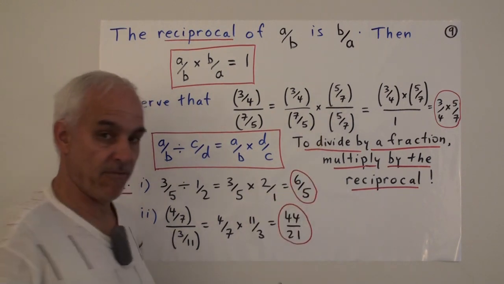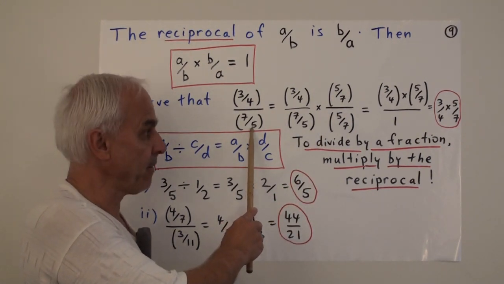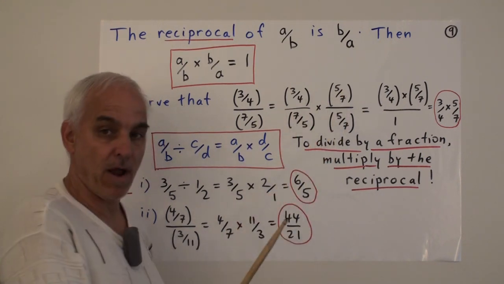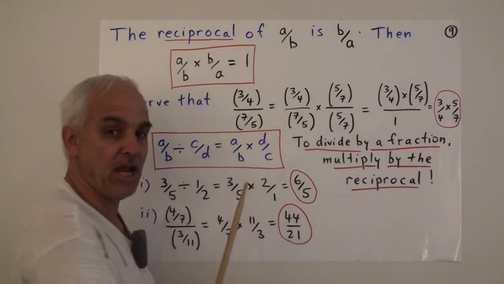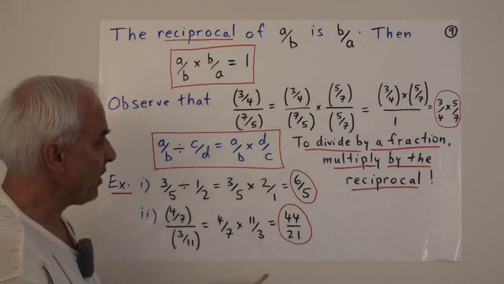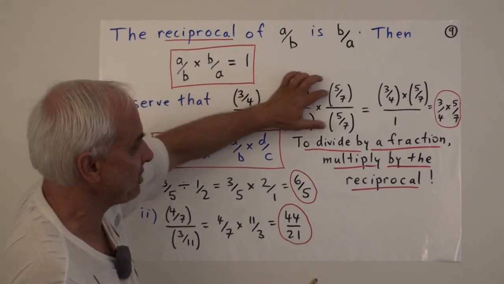Where did 5 over 7 come from? Well, that was the reciprocal of the denominator. And this over this is going to be 1 because this is equal to this. So multiplying by 1 doesn't change whatever I have. That's why I'm entitled to say that this actually equals that, because I'm just multiplying by 1.